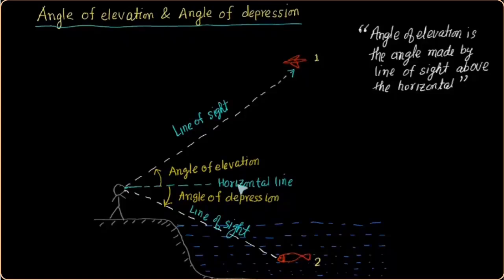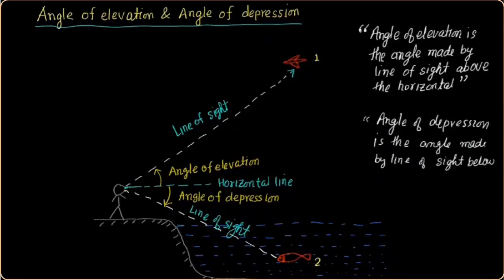So the angle of elevation is above the horizontal line and the angle of depression is below the horizontal line. So I can define the angle of depression also. Angle of depression is the angle made by the line of sight below the horizontal. Always remember, the angle of elevation is above the horizontal line and the angle of depression is below the horizontal line, okay. So this is a simple example to understand the concept of angle of elevation and angle of depression.